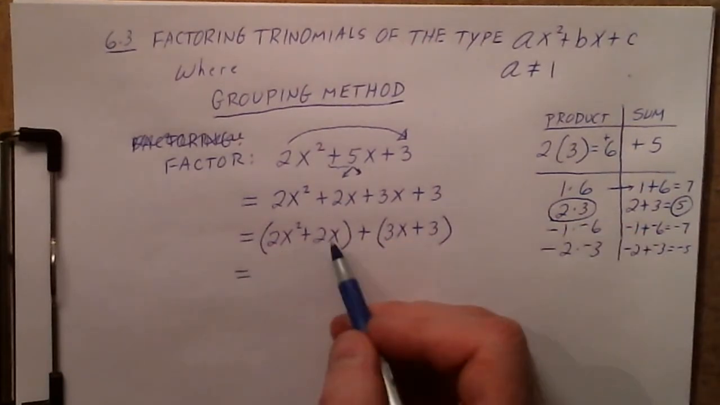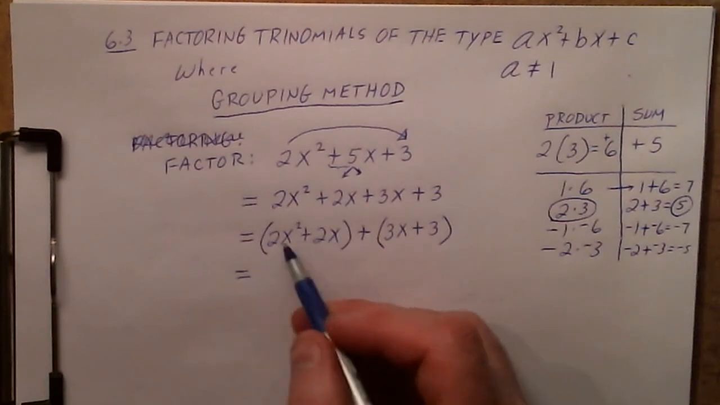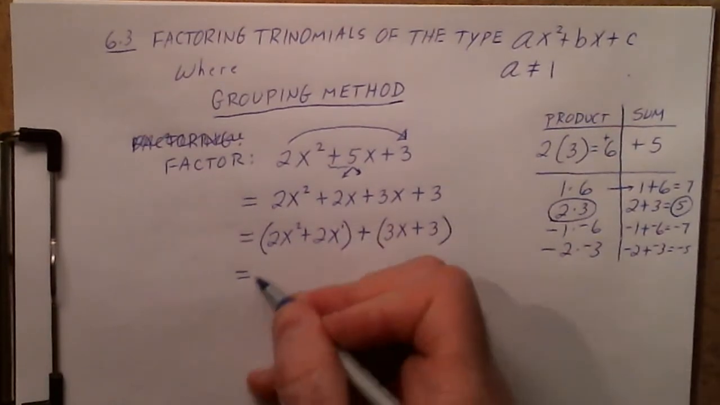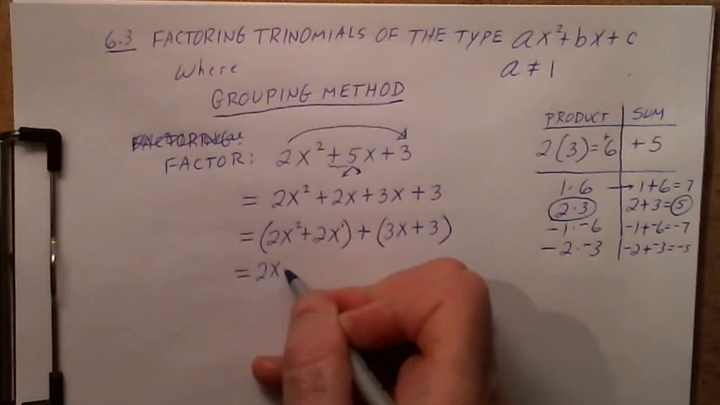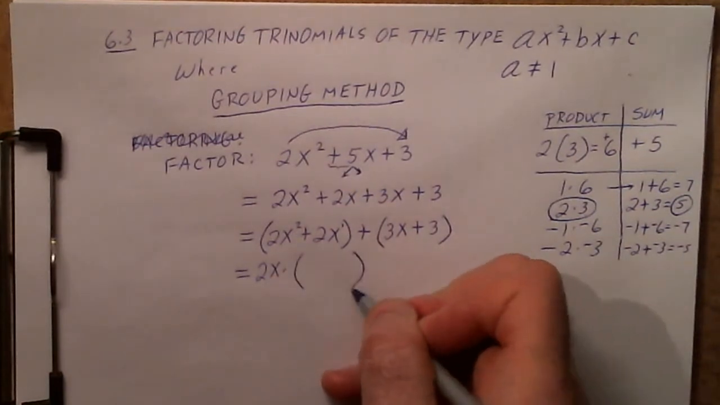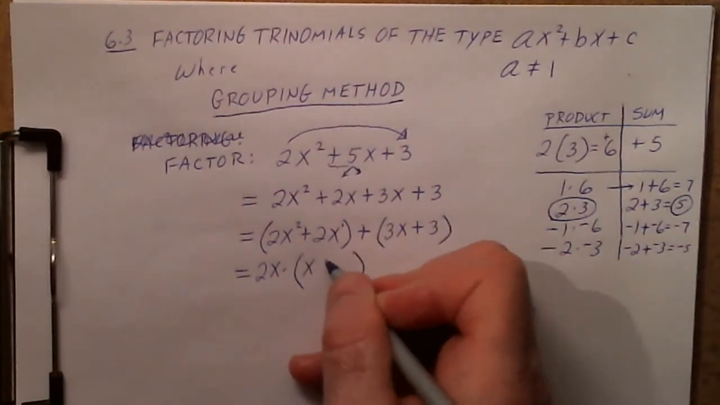Now out of the first 2 terms, what can we factor out? The greatest common factor of 2x squared and 2x, after a little thought, is 2x. So we can factor 2x out of the first 2 terms. And when we do so, we're going to leave behind x plus 1.